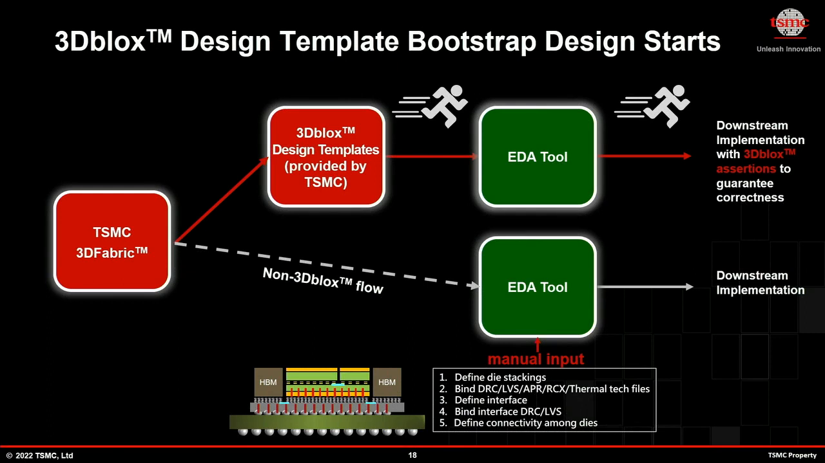Well, in the flow, for example, in the bottom path where I labeled the non-3Dblox flow, you would have to create this yourself with all different EDA tools. Each of them you have to specify. You have to define the chiplet, define the stacking, define the LVS, DRC, where it should be used. Easily thousands of lines of code. But with 3Dblox, it's just one line. You import this database, you import this 3Dblox format, and boom, it's there ready for you.